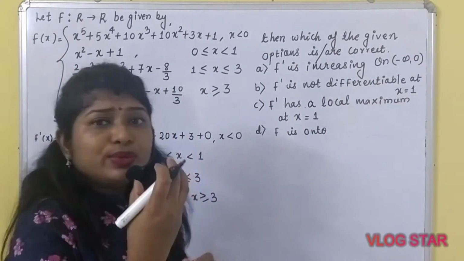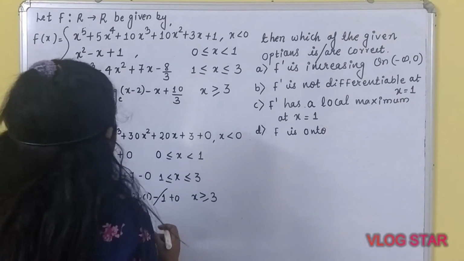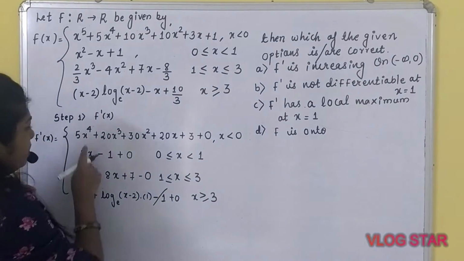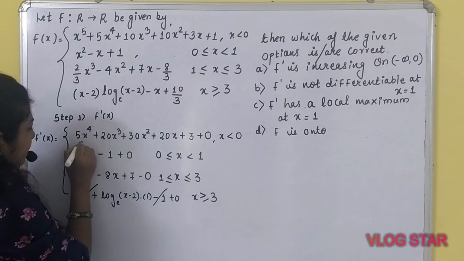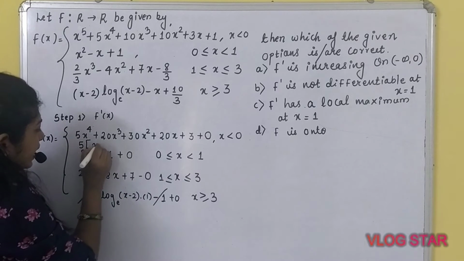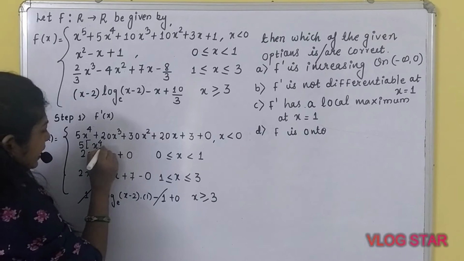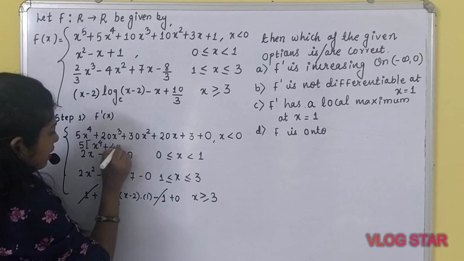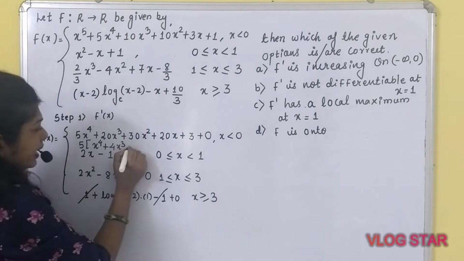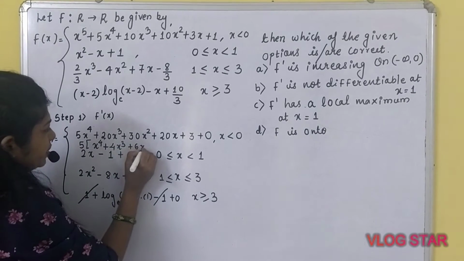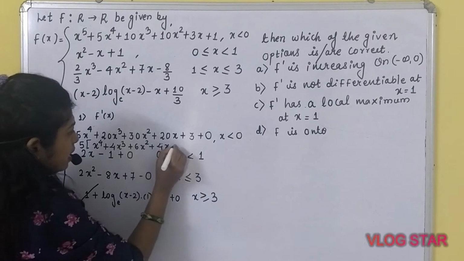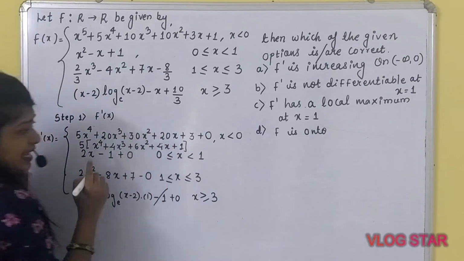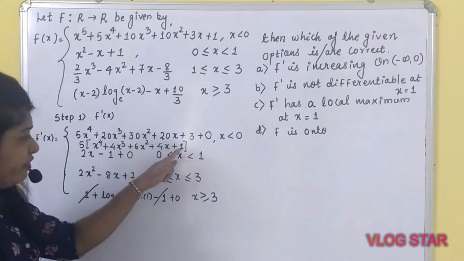So we have to do some modification in this. What modification do we have to perform? Here if you observe, we can take 5 outside the bracket. If you take 5 outside the bracket, what remains inside the bracket is plus 6x square plus 4x plus 1. As I said, we want to do some modification.